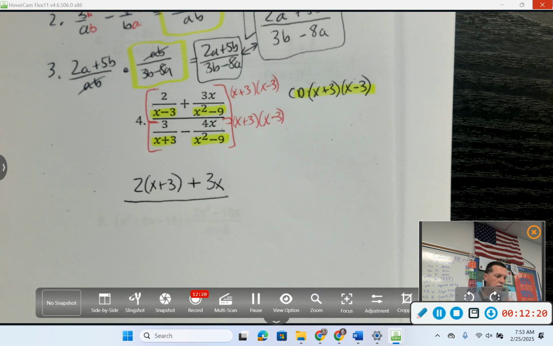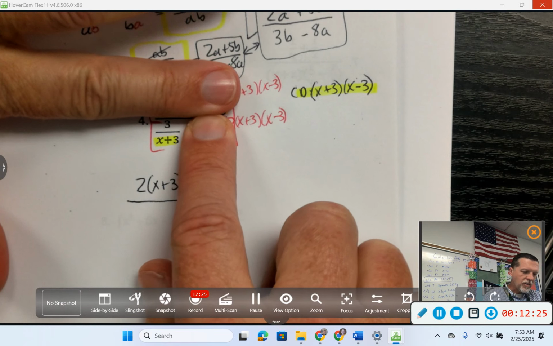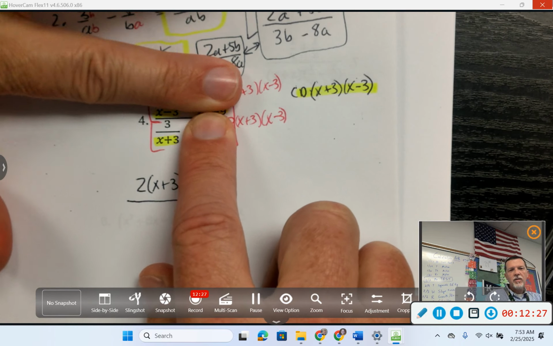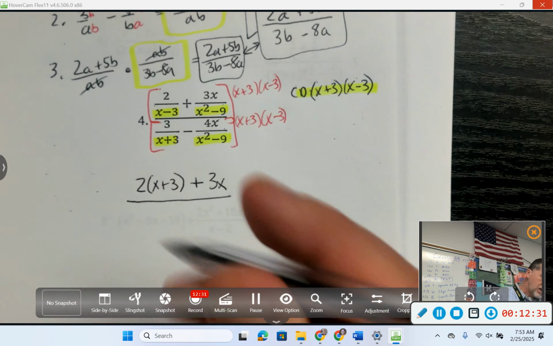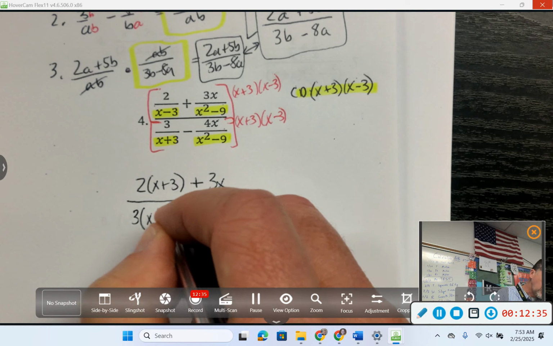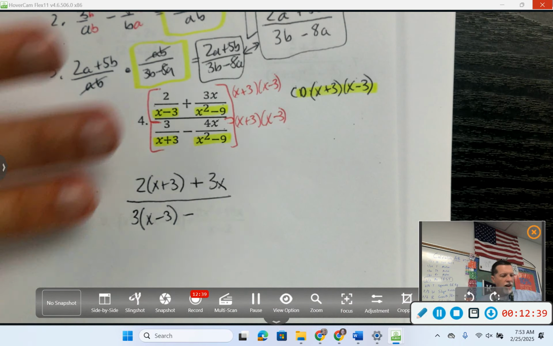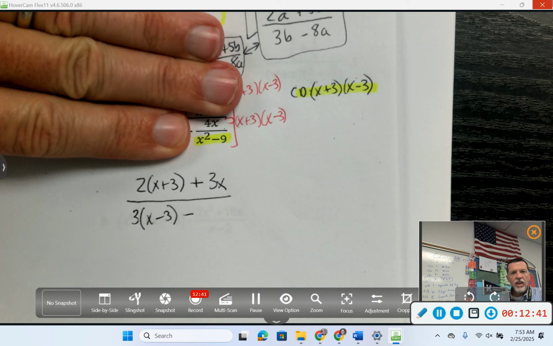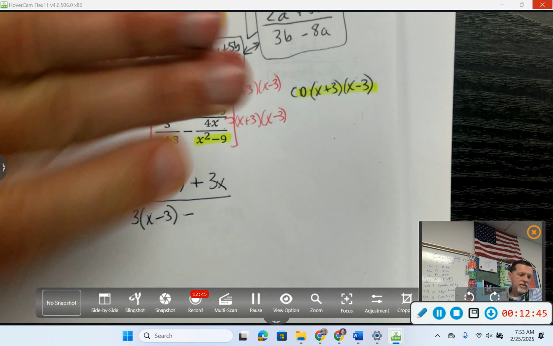All over. In the bottom, let's see, on the bottom left fraction, what cancels? x plus 3. And so what's left? 3 times x minus 3. And then on the bottom right fraction, just cancel them. Just minus 4x is left.